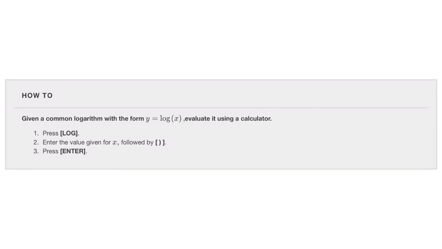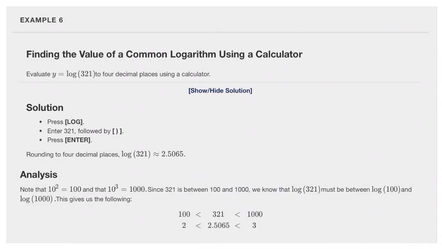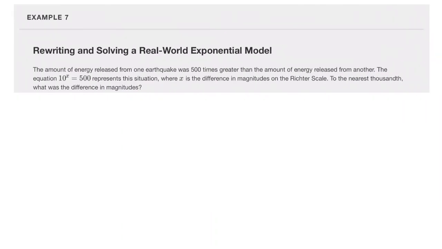So given a common logarithm with the form y equals the log of x, how to evaluate it using a calculator? Okay, so this is common log base 10. So that one you just type it pretty much straight. So you might want to practice that. This one you can just put directly into the calculator. So 2 point something. That's interesting. Okay, so that's it. I'm going to leave that as an exercise for you because it's just with the calculator.